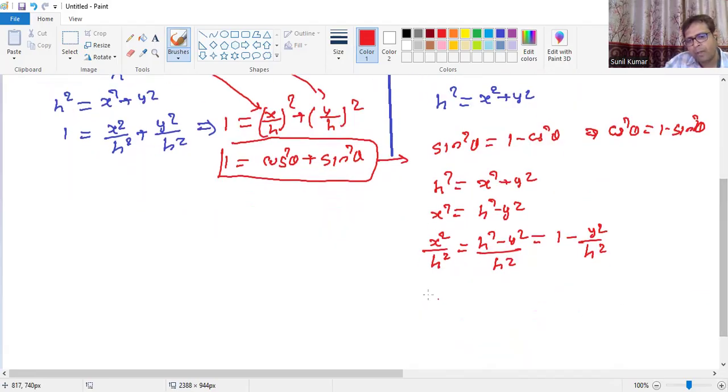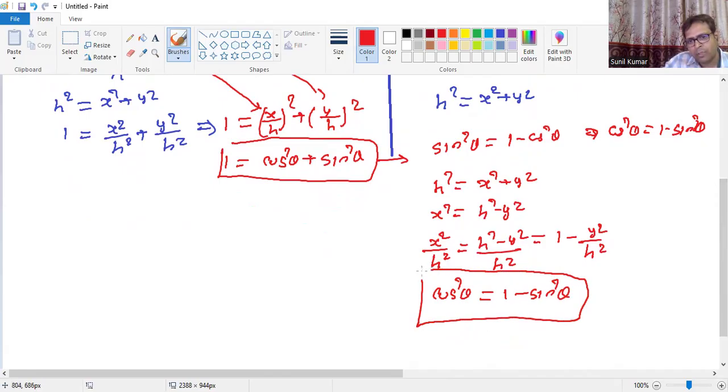Okay, and we have x square by h square is like cos square theta, already we proved here, so we can write this one is cos square theta and this one is sin square theta. So we got one more concept here, how to prove this: cos square theta equals 1 minus sin square theta, and we can use the same concept for sin square theta equals 1 minus cos square theta. This is the basics one.